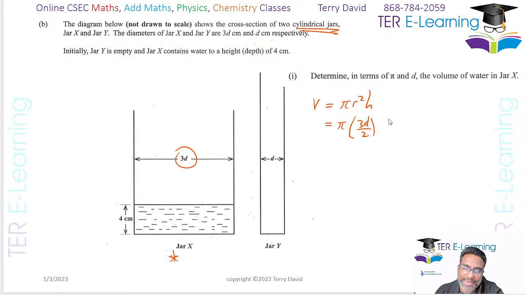I have to divide that by 2 to get my radius. Then you're going to square that, and you're going to multiply that by the height, which in this case here is 4. That's the depth of the liquid inside it. So we need to simplify this now.